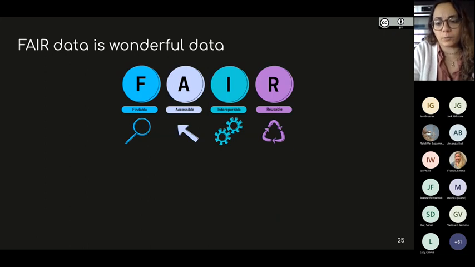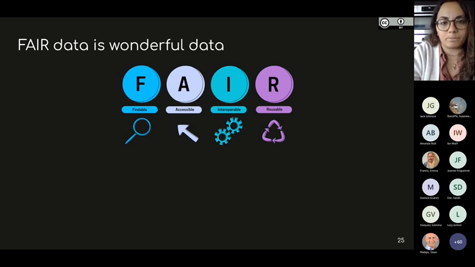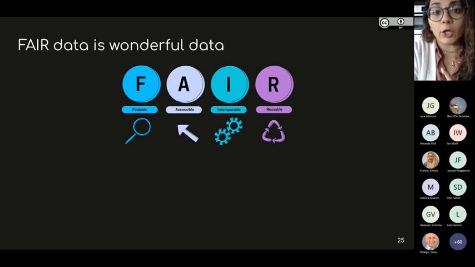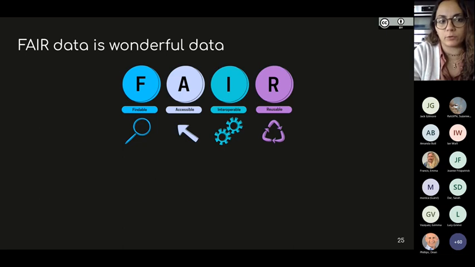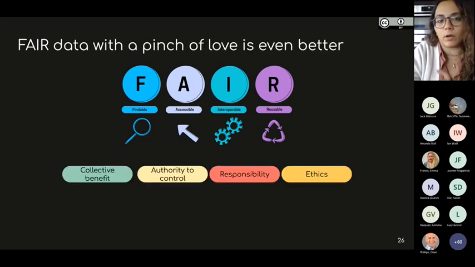And so just to put the last conclusion, we have talked and we have heard about FAIR. And while I do agree with Mark that we need to focus on one step at a time, and that FAIR comes in degrees, it cannot be perfect altogether. I understand that FAIR data is wonderful data, and I think it's really the way to go. But if we add what I call a pinch of love, I think it's even better.